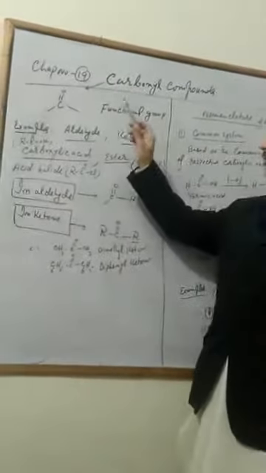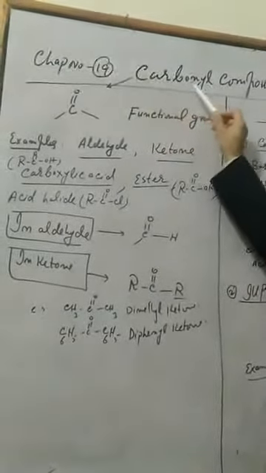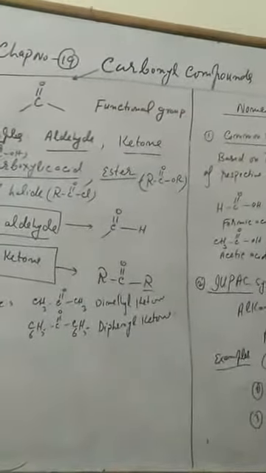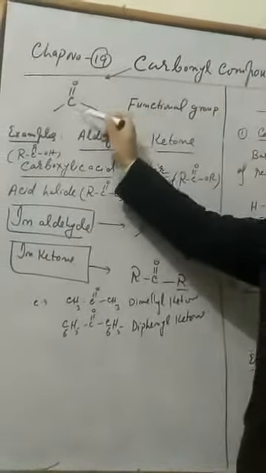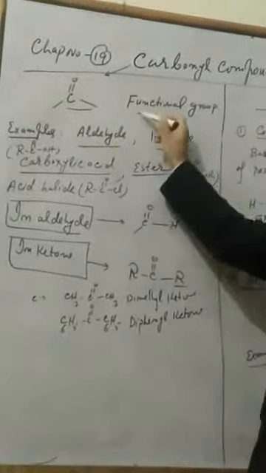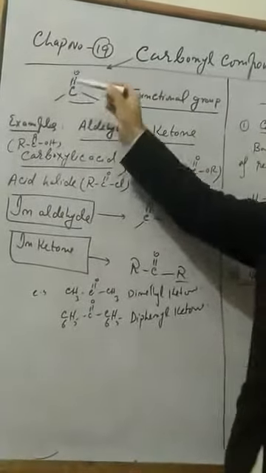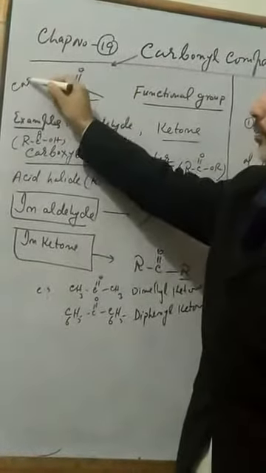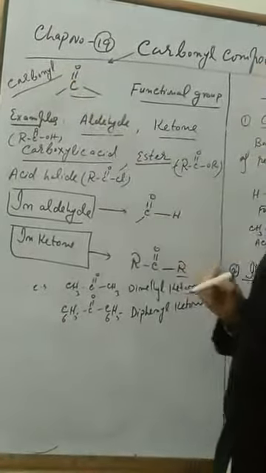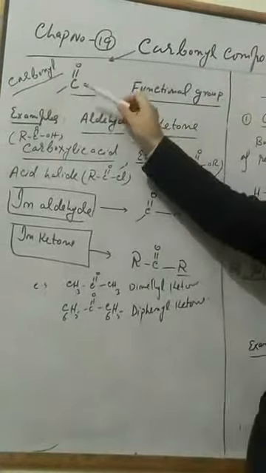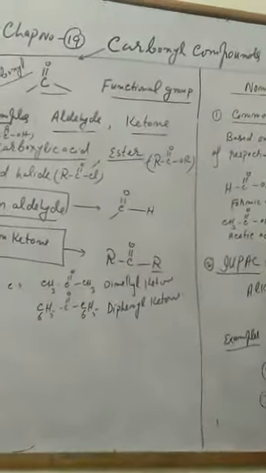Today the chapter we will discuss is chapter number 19, carbonyl compounds. What are carbonyl compounds? Those compounds which contain this functional group. This functional group is called the carbonyl functional group. All those compounds which have this functional group are known as carbonyl compounds.